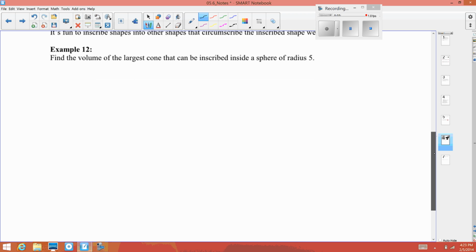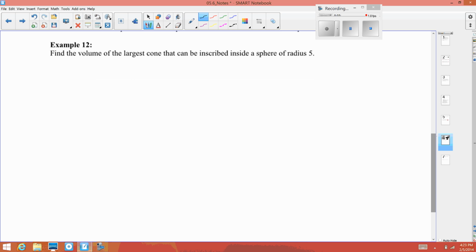All right, now the most fun that we could possibly have, 3D shapes. My drawing comes in here. It's great. Find the largest cone that can be inscribed inside a sphere of radius 5. Here's my beautiful sphere. Let's try to get kind of fancy here with this cone. See that curved line? That makes it fancy. All right, there we go. We have a cone inside of a sphere.